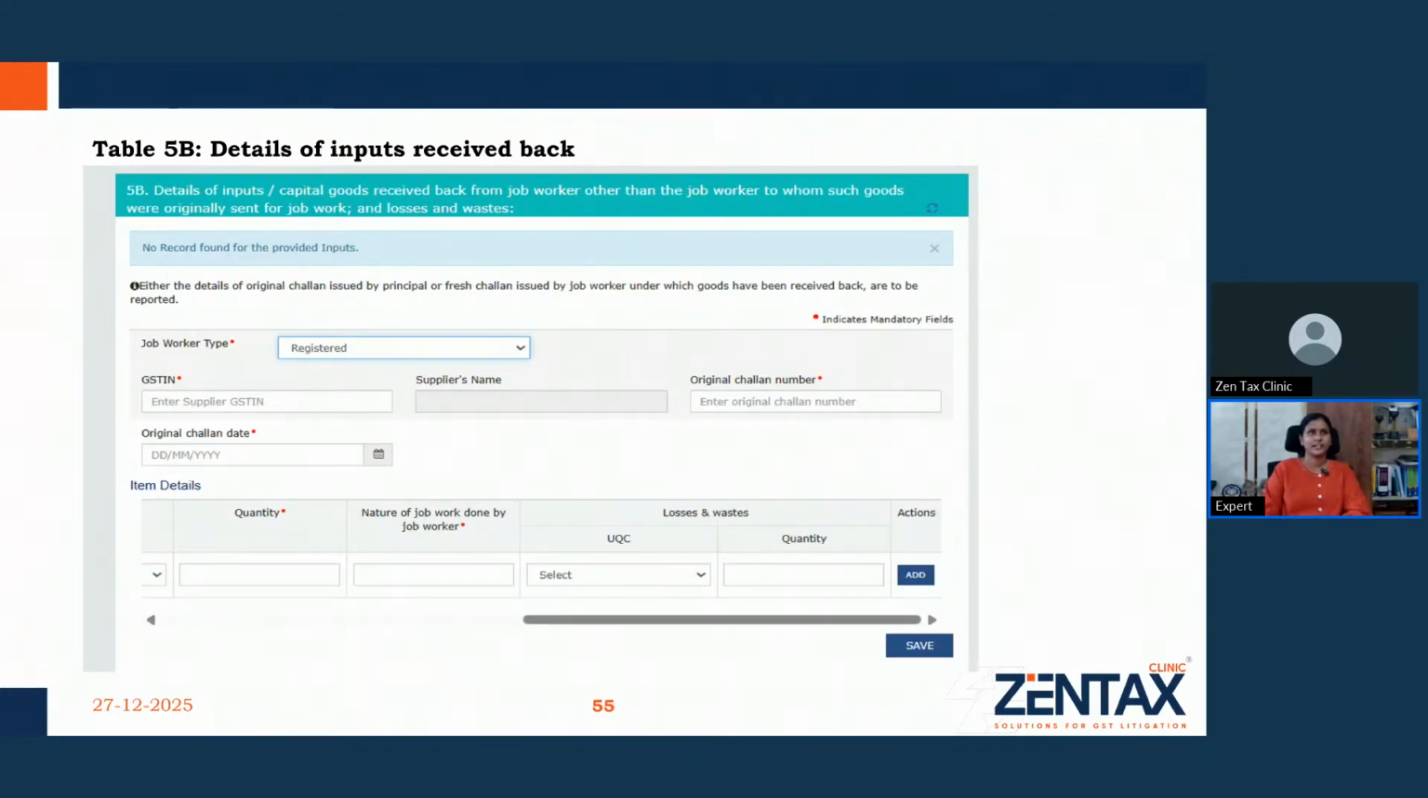In table 5B, we need to mention the details of inputs or capital goods received back from a job worker other than the job worker to whom such goods were originally sent for job work. So these are all the quantity details, and if there are any losses or waste, that amount shall also be mentioned.